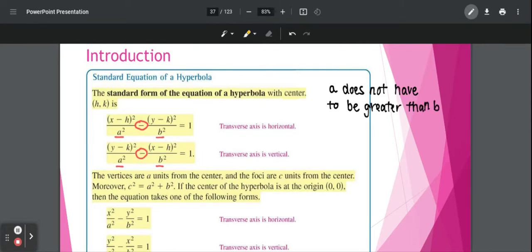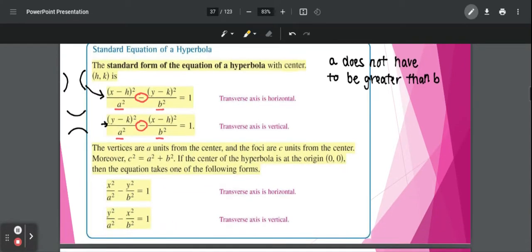So the a and the b values don't necessarily tell you which way your hyperbola is opening. What tells you that is that if you have x squared over a squared first, you will have a horizontal hyperbola that opens around the horizontal axis. If y squared comes first over a squared, then you will have a vertical hyperbola. So you have to look at the top part: if it's x squared or y squared that comes first, that's what tells you the direction of your hyperbola.